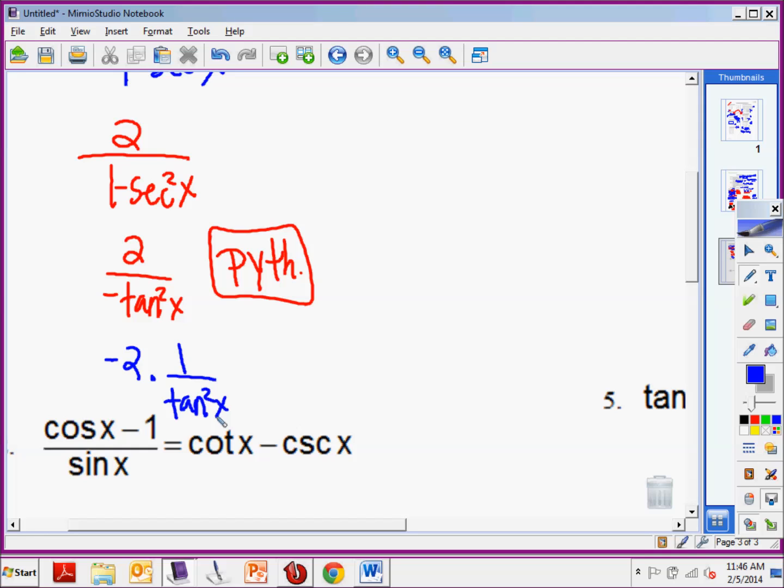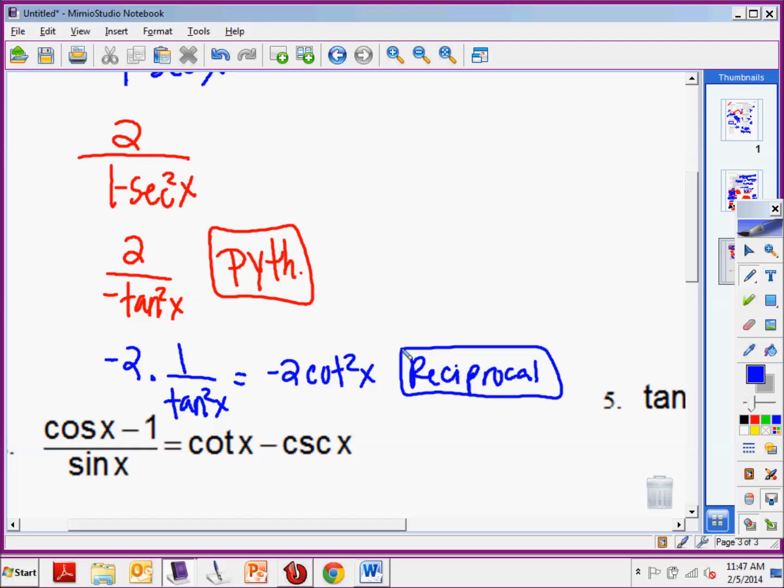Okay, and 1 over tangent, which is cotangent squared. Why is it cotangent squared? It's a reciprocal. There we go. Wait, are we just going to forget about the negative 2? Oh, I didn't forget about it. Everyone, I didn't forget. It's a negative. So why can you take apart the negative? Why can you take it apart?